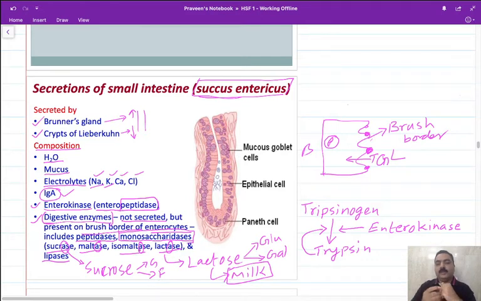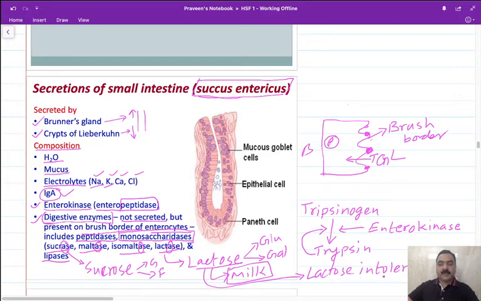So when the person has a deficiency of lactase enzyme, what will happen? The lactose cannot be broken down. We call that condition what? Lactose intolerance.